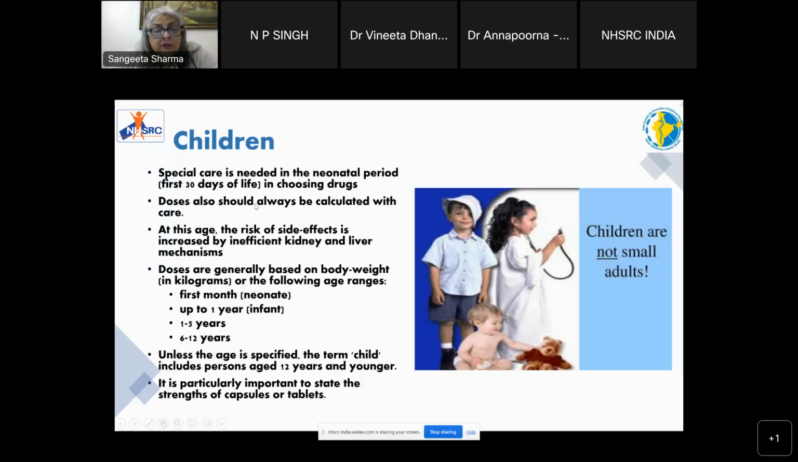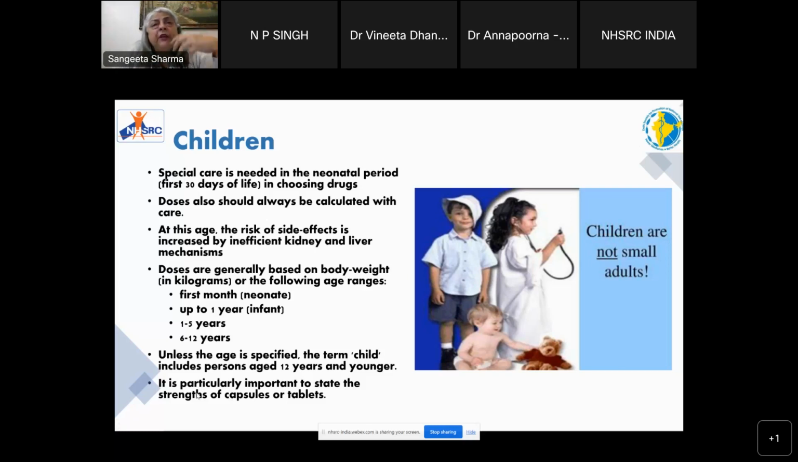Because the dose varies according to the body weight, it is very, very important for us to state the strength of the capsule or tablet. If you recall, in one of the sessions earlier, we discussed the overdose toxicity caused by the iron preparation Tonoferon. Just because the doctor did not know the strength of the formulation, inadvertently that child was overdosed.